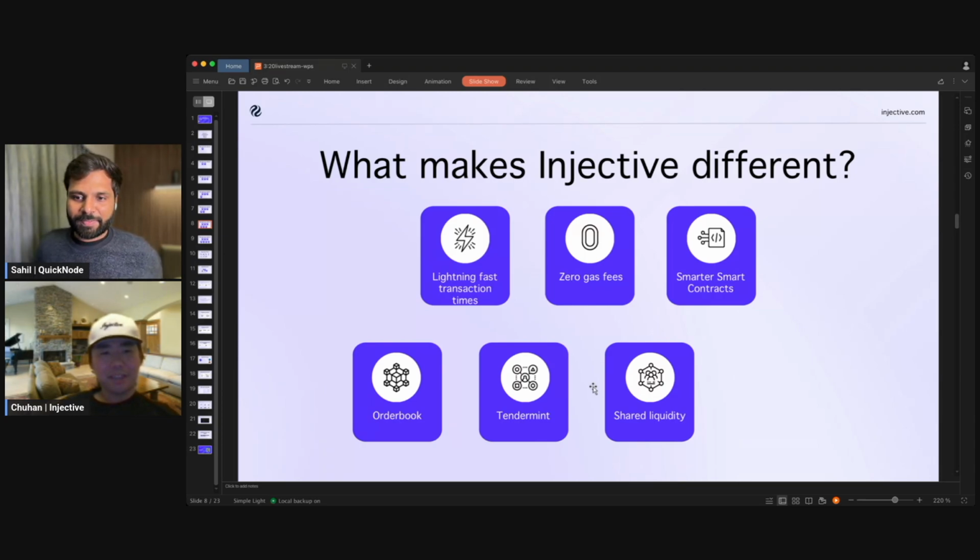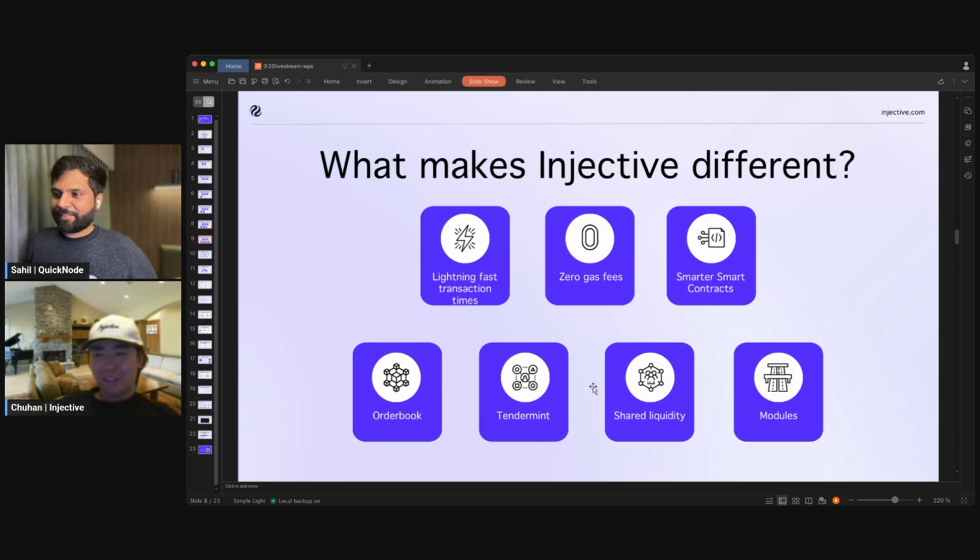Yes, yes. I think this is also very important for small or startup projects, because they don't have that many resources to find liquidity providers.